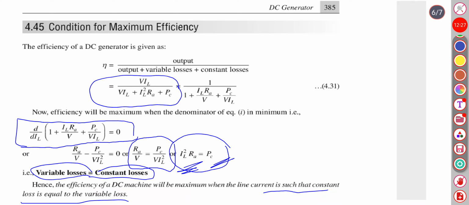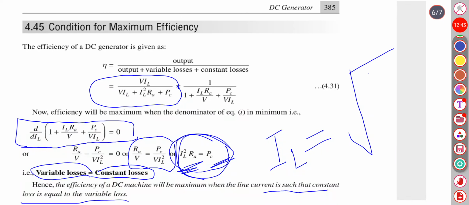And at maximum efficiency, from this equation we can find out that the load current will be equal to the square root of constant losses divided by armature resistance.